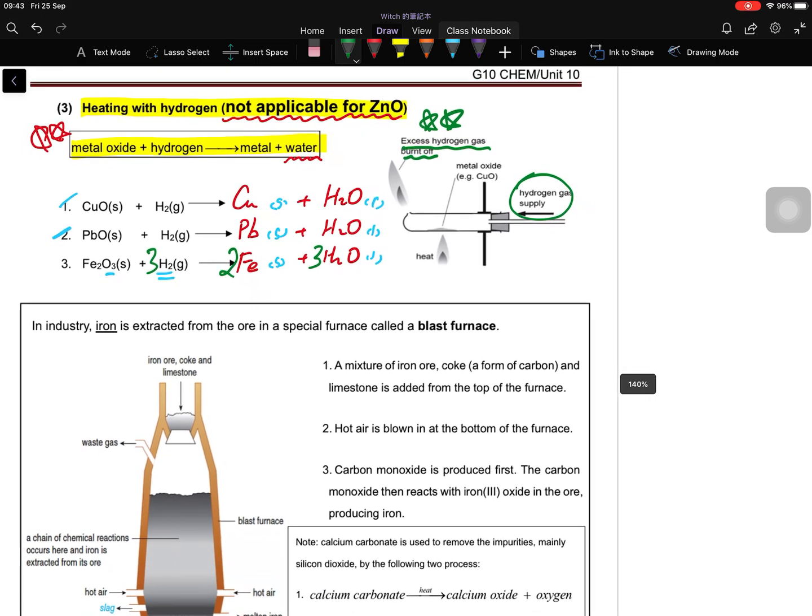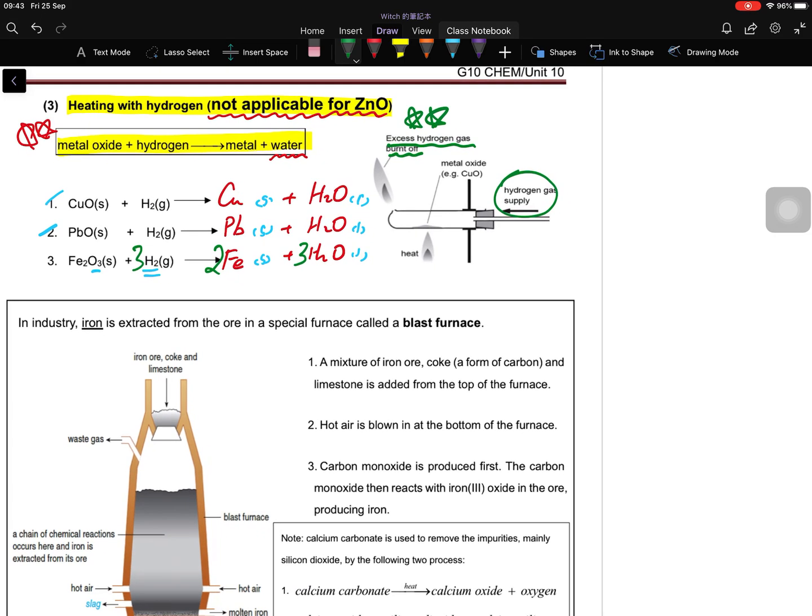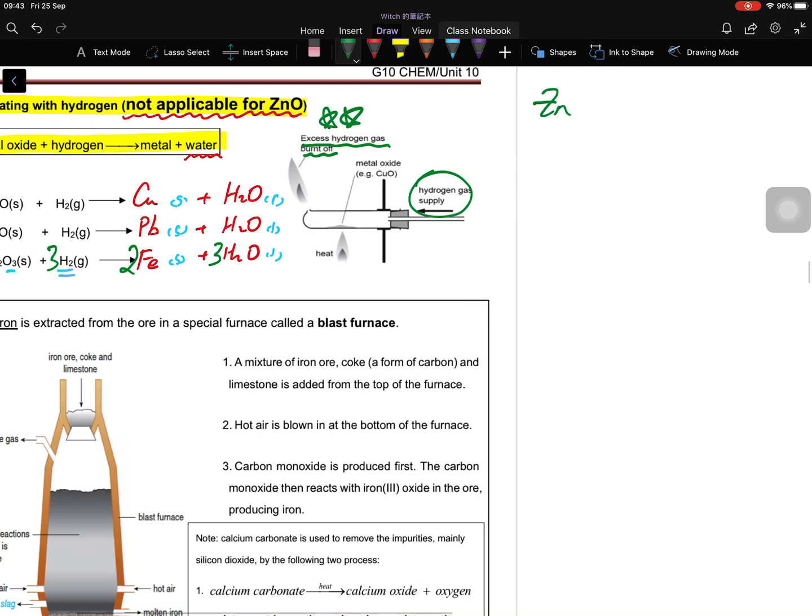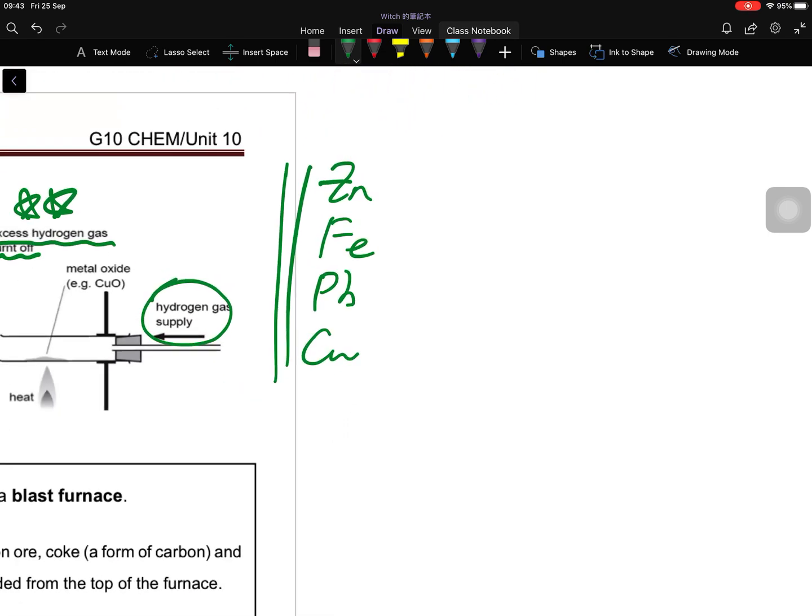Now, the extraction method for this type of metal, zinc, iron, lead, and copper, all these 4 metals, should be to heat the ore with something, for example, carbon monoxide or hydrogen. But what I want to say is, among all these 4 elements, we want to compare which one is more reactive.